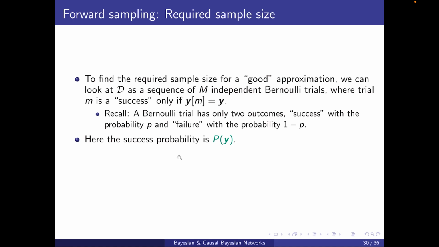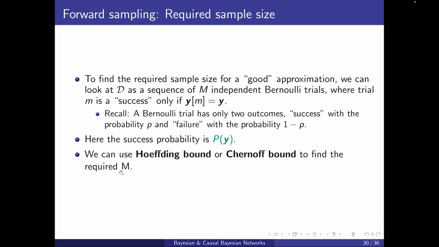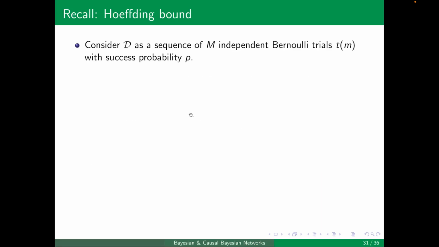You want to know how many times you need to flip it so that the number of tails compared to the total number, this ratio, represents 0.6. Okay, so here the success is p of y. This is what we're interested in, and we want to know how many times we need to sample the particles M to get close enough to p of y. And for this we can use either the Hoeffding or Chernoff bounds. Recall these two bounds: consider D as a sequence of M independent Bernoulli trials with success probability p. The estimate of p based on D is defined in this way: the number of times that success happens divided by the total number of times.